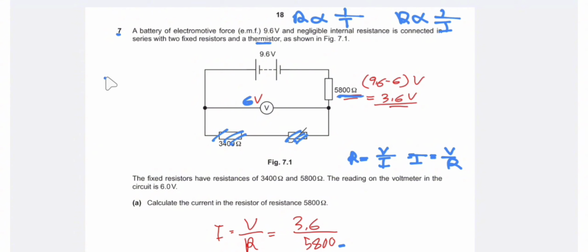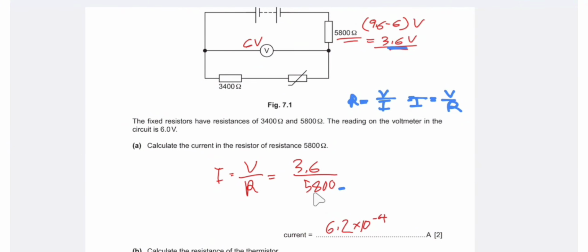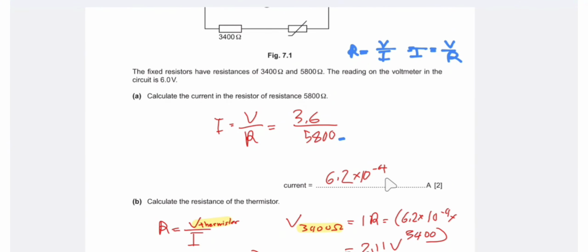Now what is the remaining voltage? That is 9.6, the total voltage, minus 6 volt, which is 3.6 volt. So 6 volt is already dropped between these two resistors, and the remaining 3.6 volt is dropped across the 5800 ohm resistor. So the 5800 ohm resistor gets a voltage of 3.6 volt. So voltage by resistance, we get the value of current as 6.2 times 10 to the power minus 4 ampere.